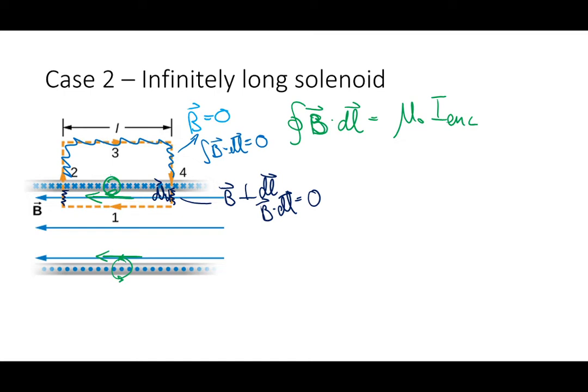So then whatever's left is just this last piece here, where your B and your dL go in the same direction. And because of symmetry, your magnitude is expected to be the same as well. So your loop integral, once again, turns out to be very, very simple. And that's just B times the length of this line, which is L.